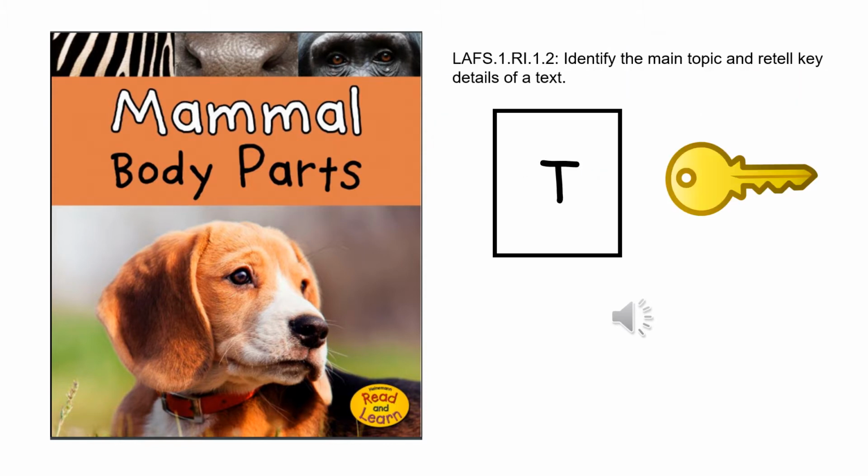Today in reading, we are learning to identify the main topic and retell key details of a text. Do you know what the main topic is? Tell me. The main topic is who or what the story is all about. Do you know what key details are? Tell me. The key details are the important pieces of information the author wants you to know about the topic. Our job today is to find out what the main topic and key details are of a section of this text.